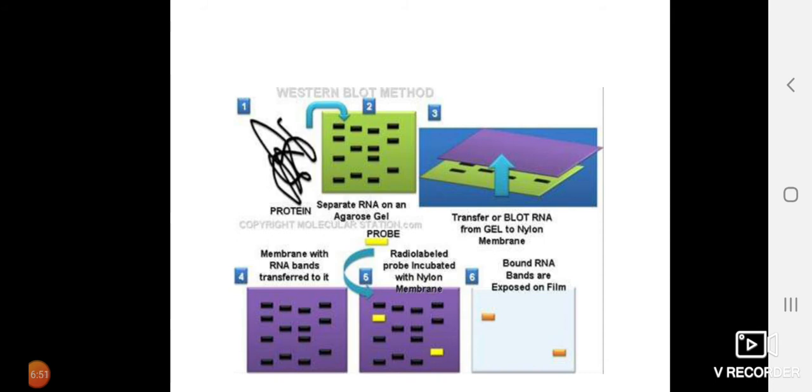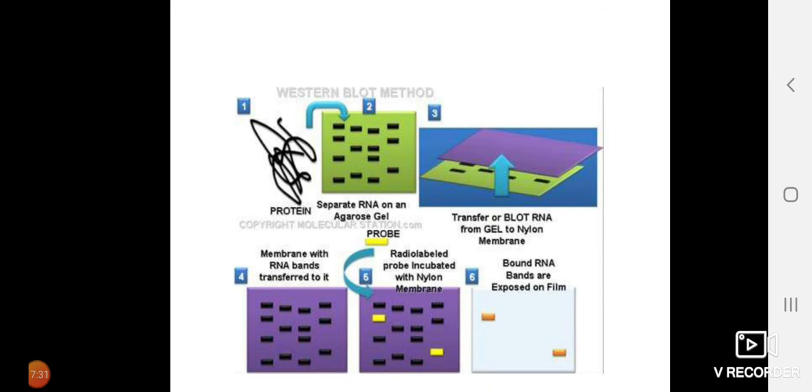For example, there will be formation of blue color by horseradish peroxidase when it acts upon the substrate TMB. Or else if a radioactive element is used, they go for autoradiography. If it is fluorescent, they watch for the fluorescence. Thereby they identify the presence of the particular desired protein molecule which is separated.